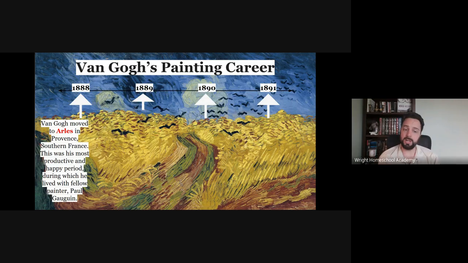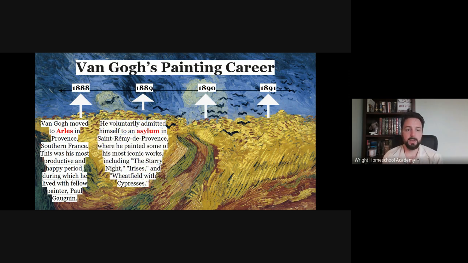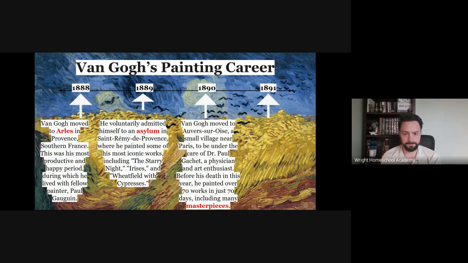This was his most productive and happy period, during which he lived with fellow painter Paul Gauguin. You'll also notice he used yellow a lot, like in this painting. The following year, he voluntarily admitted himself to an asylum, like a mental hospital, essentially, in Saint-Rémy-de-Provence, which is sort of in between Arles and Paris. And it's there that he painted some of his most iconic works, including The Starry Night, which we've already seen, Irises, and then Wheat Field with Cypresses, pictured here.